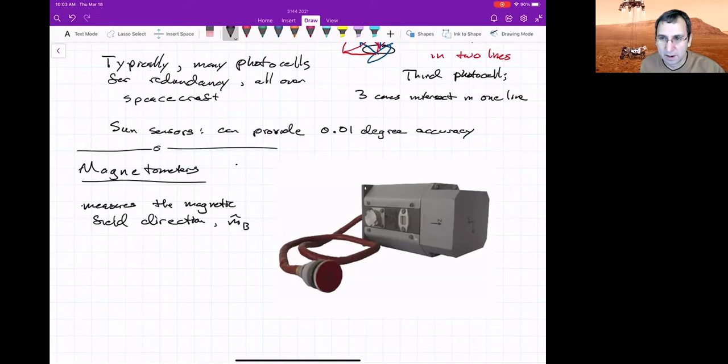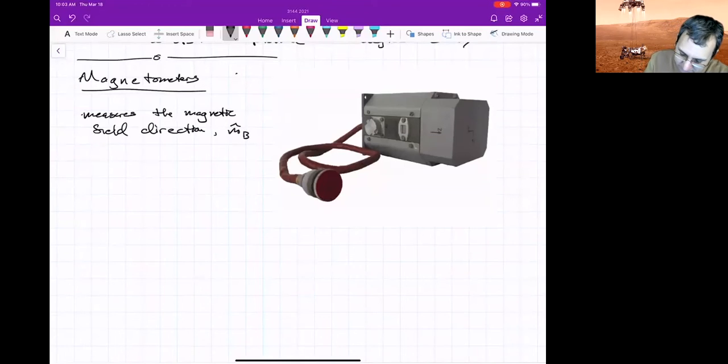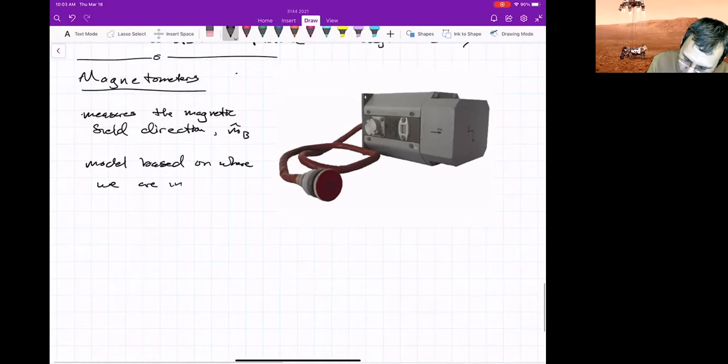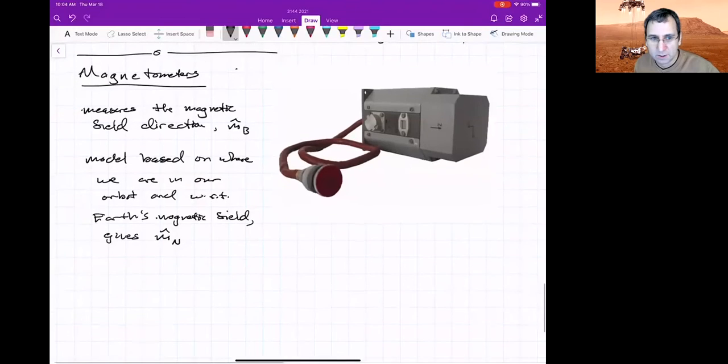So we'll call that M hat B. You can compare that with a mathematical model of what the magnetic field direction should be at that point in our orbit. And that gives you M sub N. So what does that mean? A model based on where we are in our orbit with respect to Earth's magnetic field gives M, that same magnetic field direction, but in the inertial frame.